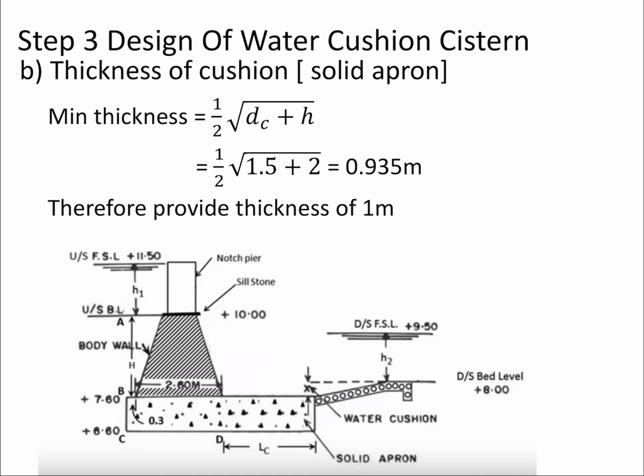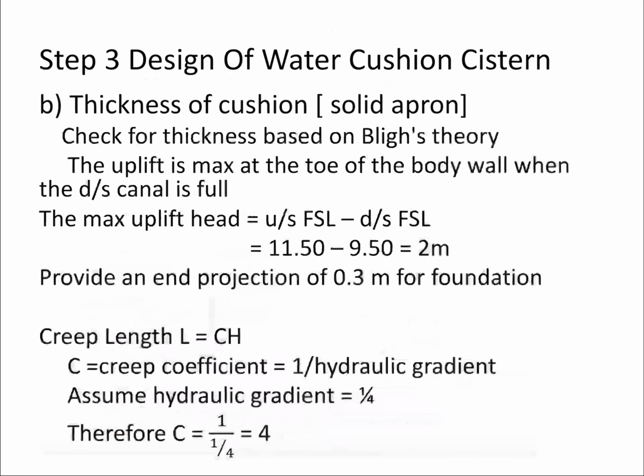Okay. Next, we are going to design the water cushion. So next, we want to fix the minimum thickness of the apron. For that we have the equation: half root dc plus h. Substituting, dc is the full supply depth of the upstream, 1.5 meter. Substituting, we will get 0.935 meter. So we are providing 1 meter thickness. This apron thickness is 1 meter. So 7.6 minus 1, 6.6. Okay.